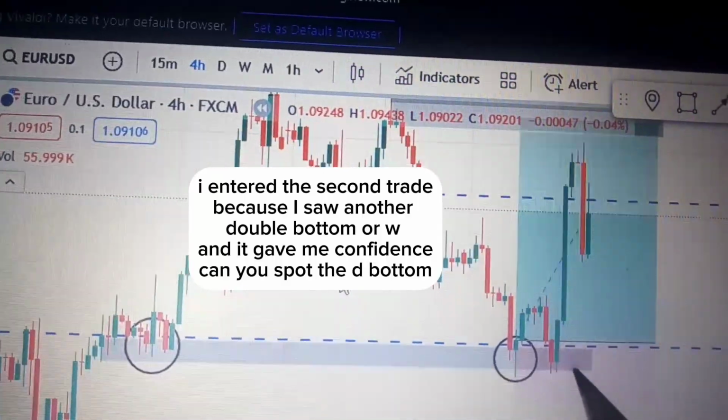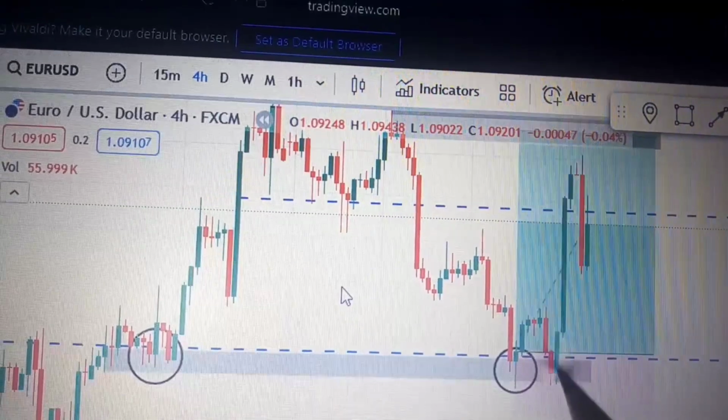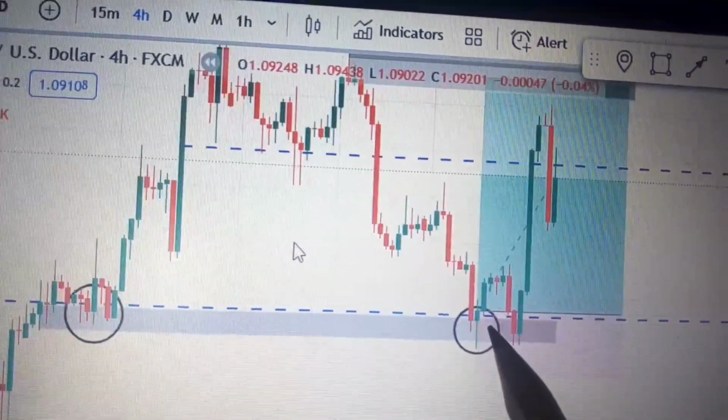I waited for a retest, and when it came here, I entered a second trade here. You see this candle, it is so big. So I entered the first trade here and I was ready.